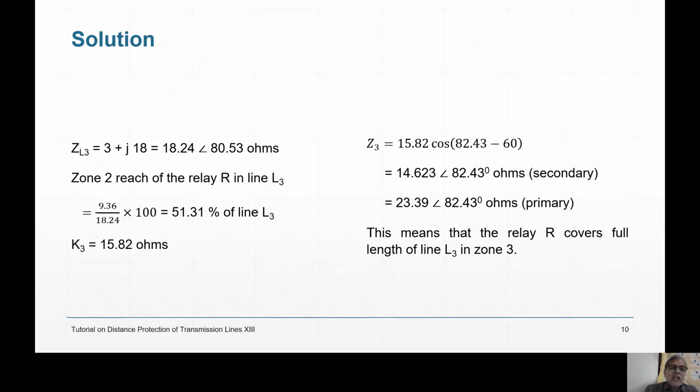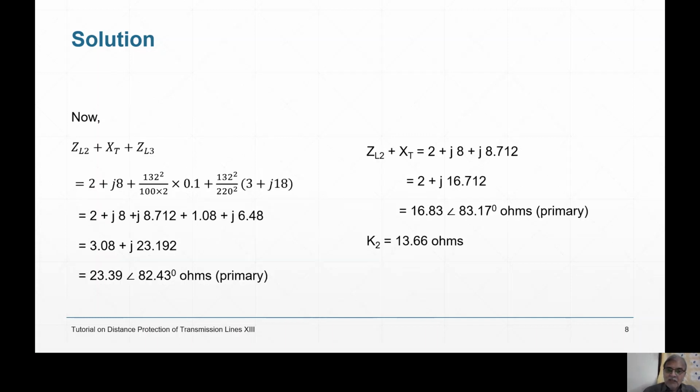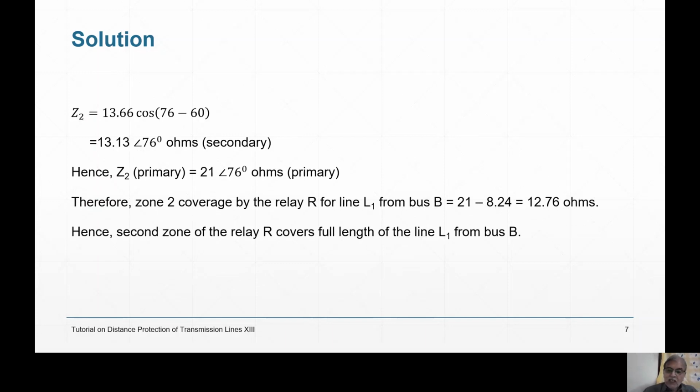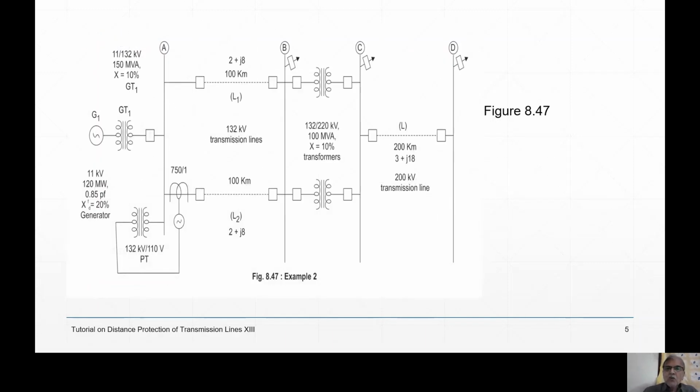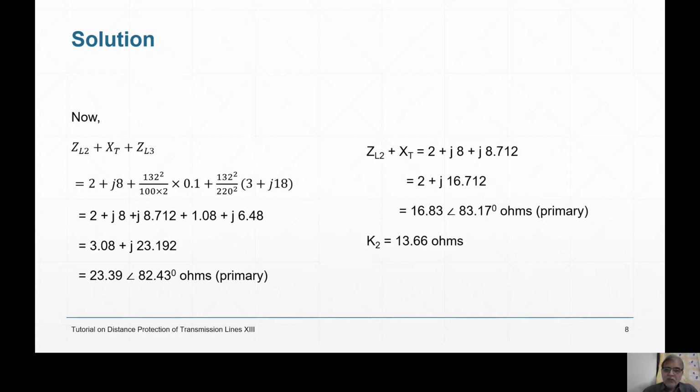So you can say that it covers 9.36 ohms of the 220 kV line. Compared with the line impedance of a little more than 18 ohms, roughly half of the 220 kV line is covered by zone 2 of relay R. That is what you can say if you want to say so.